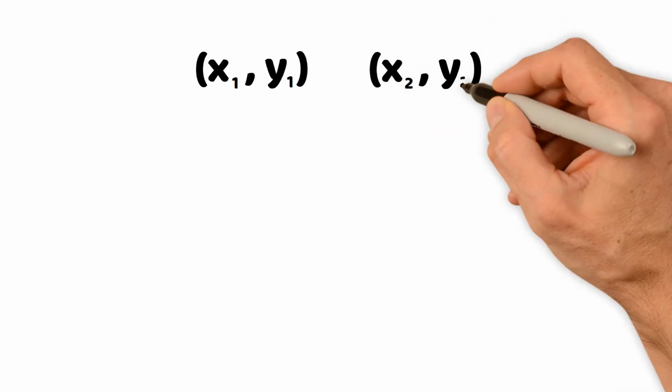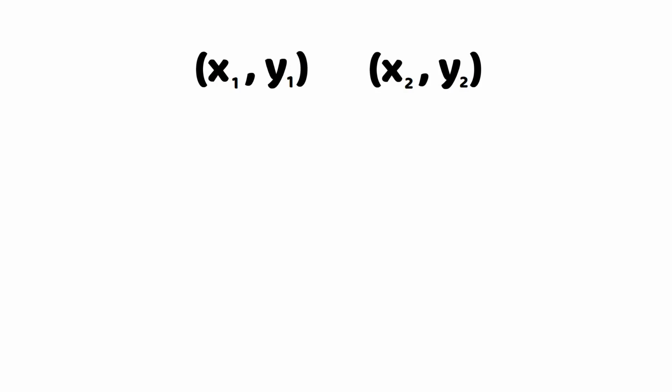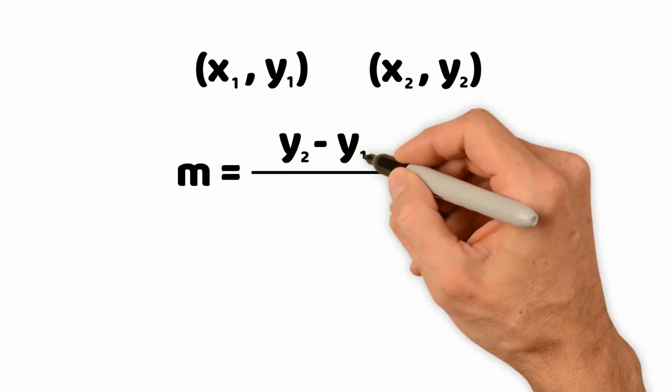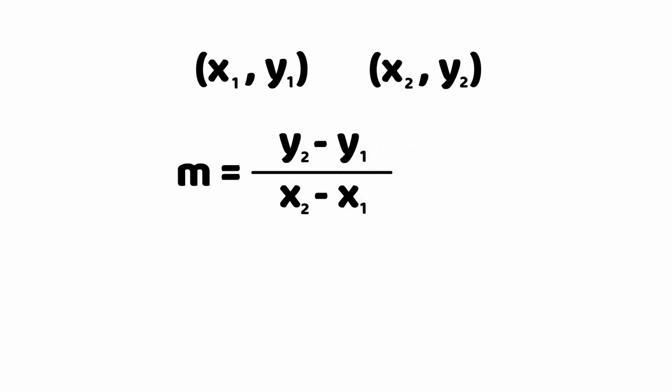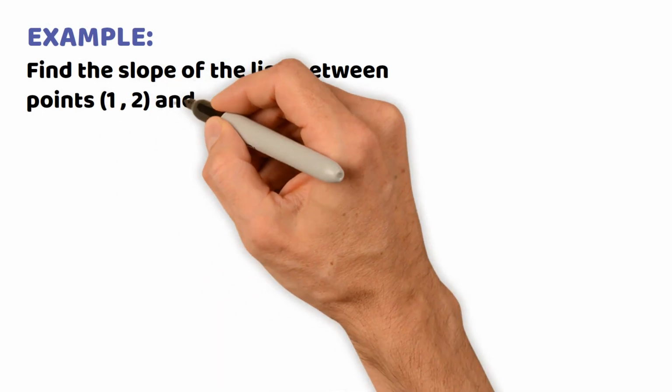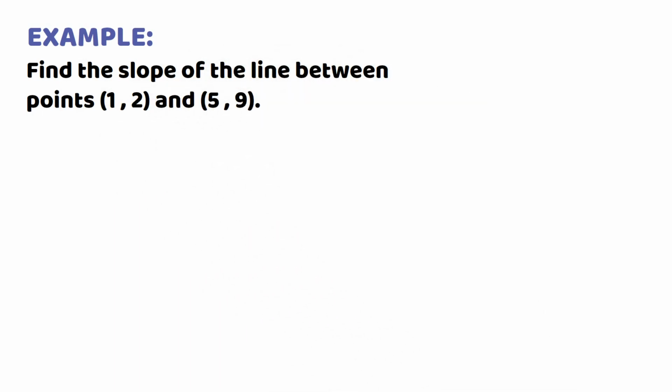Suppose x1, y1 is the coordinate of the first point, and x2, y2 is the coordinate of the second point. The slope of the line segment between the 2 points is given by the formula m, which is the slope, equals y2 minus y1 divided by x2 minus x1, or the difference between the y's divided by the difference between the x's. Let's take an example. Find the slope of the line between points (1, 2) and (5, 9).